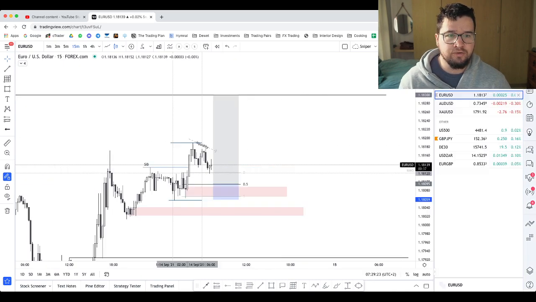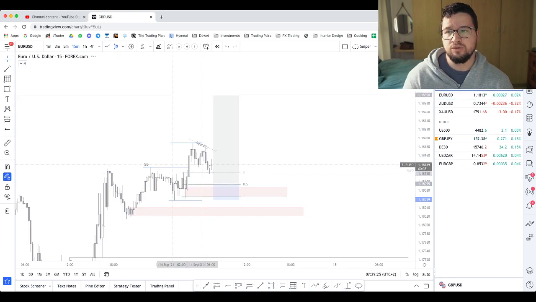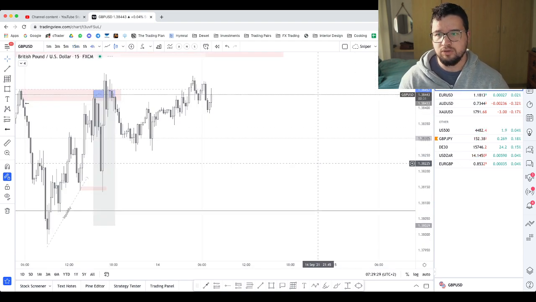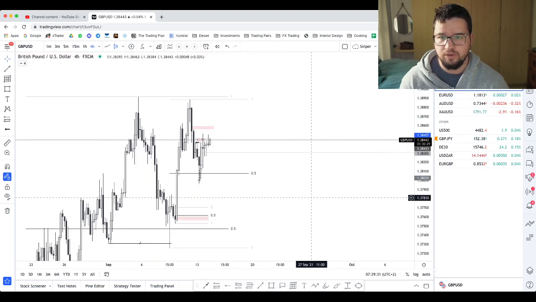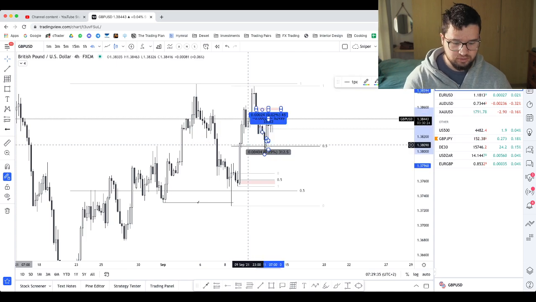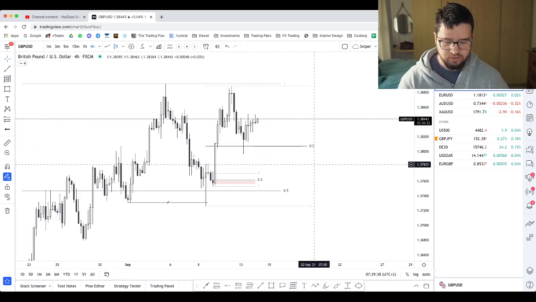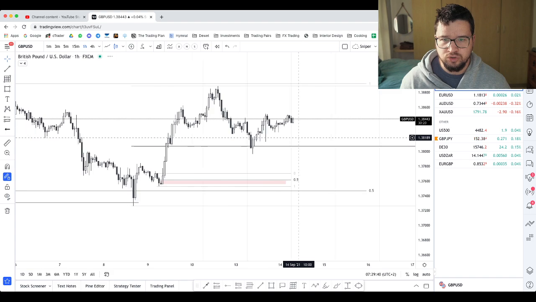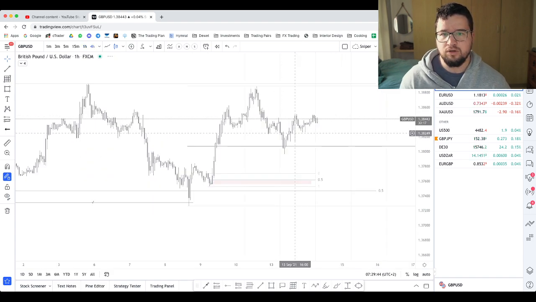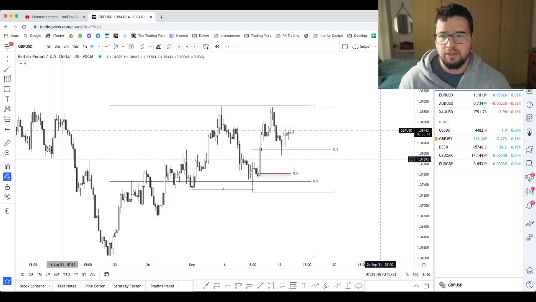Let's jump over to AUD/JPY. Let's see what is the situation here. Let's just quickly go to the higher time frame. Let's just delete all this. Let's look at a short. Well, I took a short here yesterday. 4 hours, just look at the 4 hour again.